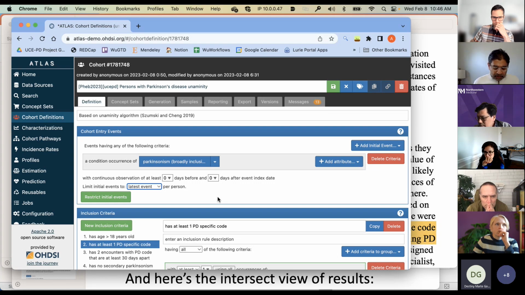So to repeat, we're thinking in two main categories. One at the person level: does the person have the phenotype or not? And the second one is: when did the person start having the phenotype and when did the person stop having the phenotype? This latter one is the index date misclassification construct.